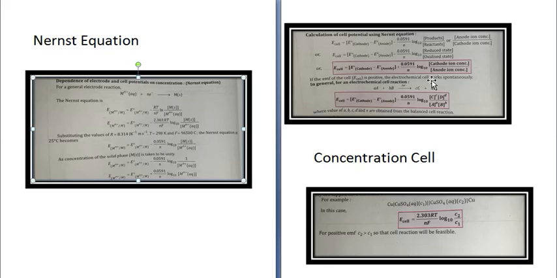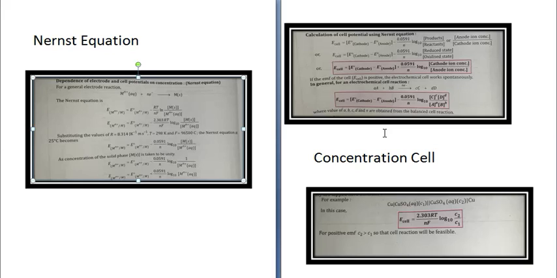Okay. Now in general, for an electrochemical cell reaction, we have aA plus bB gives cC plus dD. In that case, E cell is equal to E0 cathode minus E0 anode minus 0.0591 upon n log to the base 10 [C]^c [D]^d upon [A]^a and [B]^b, where small a, b, c, d and n are obtained from the balanced cell reaction.